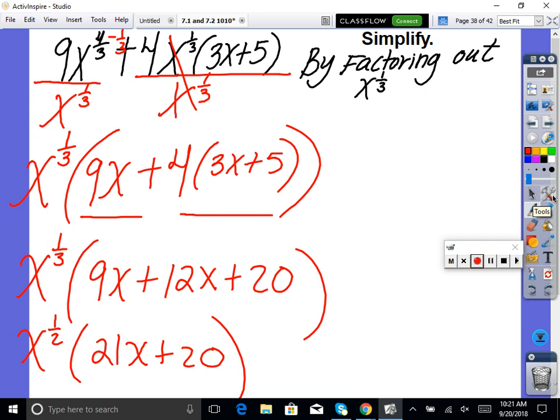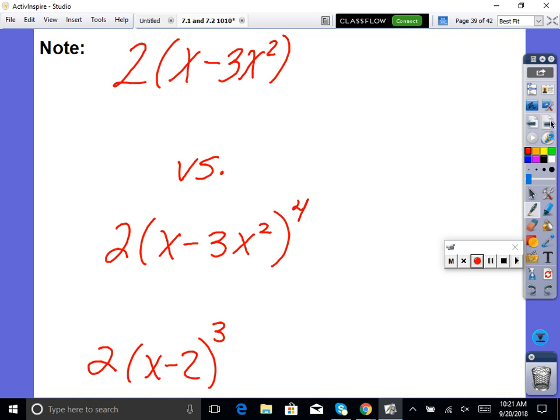3x plus 5 is connected, right? So you can't just divide a piece of a plus sign out. Okay, here we go. This is just a question real quick. Can I take 2 and multiply it in?